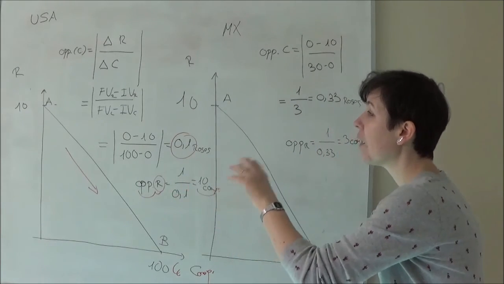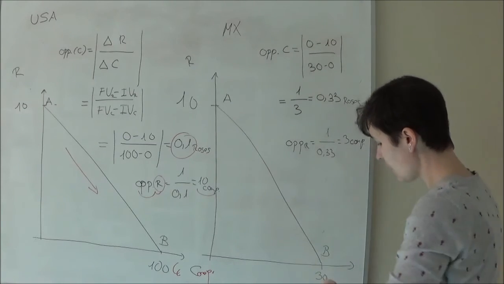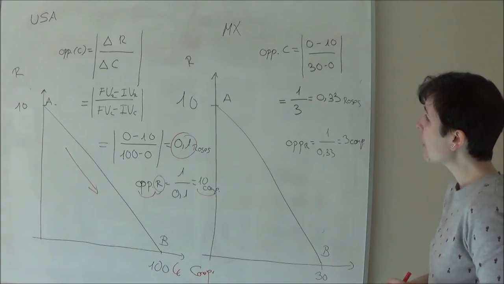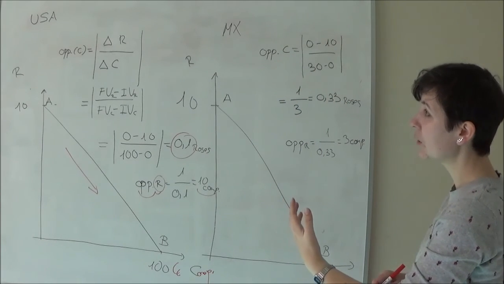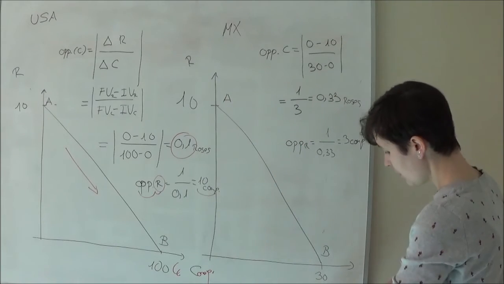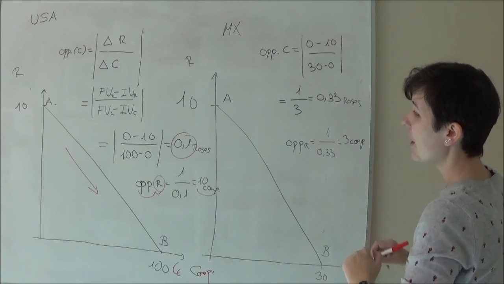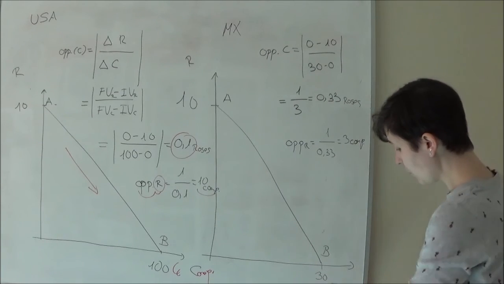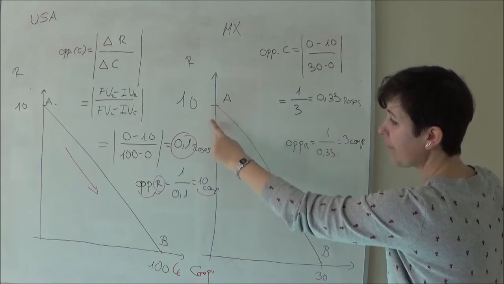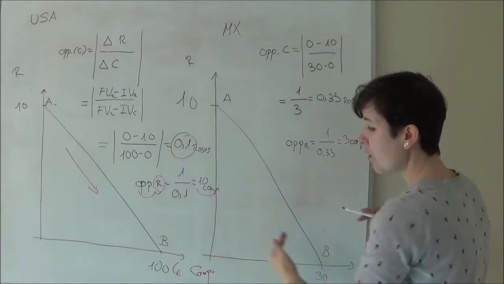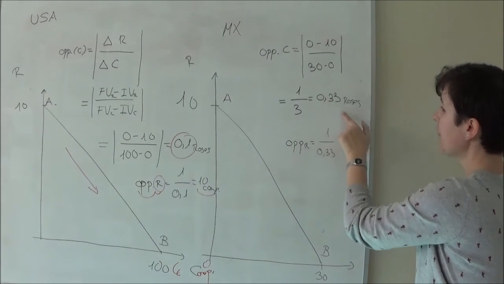That was for the United States, now for Mexico. This is the information that we have. Here there is a 10, here there is a 30. Opportunity cost, final value, as we said, of roses, 0. Initial value of roses, 10. Divided by, now computer, final value 30, initial value 0, okay? Here we don't have computer, because computer is in the horizontal and here it is 0. That's why we have this value.